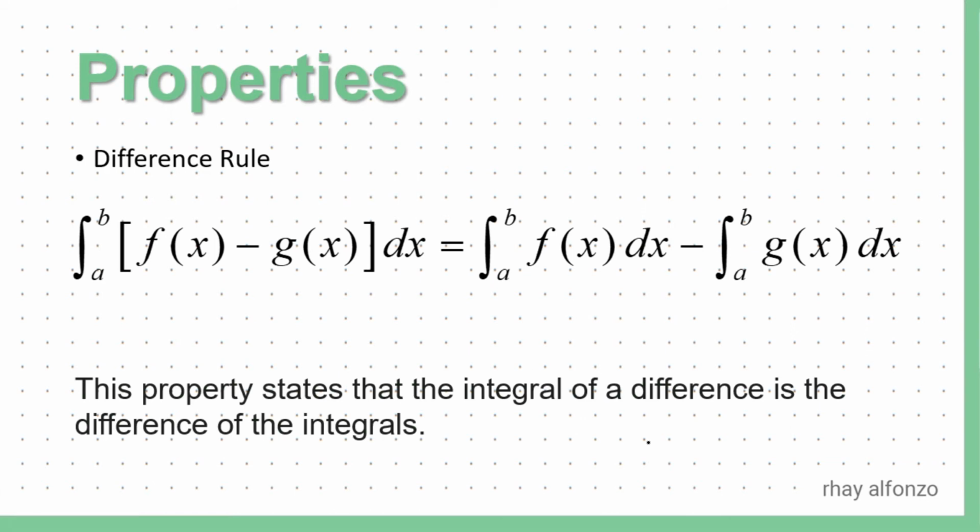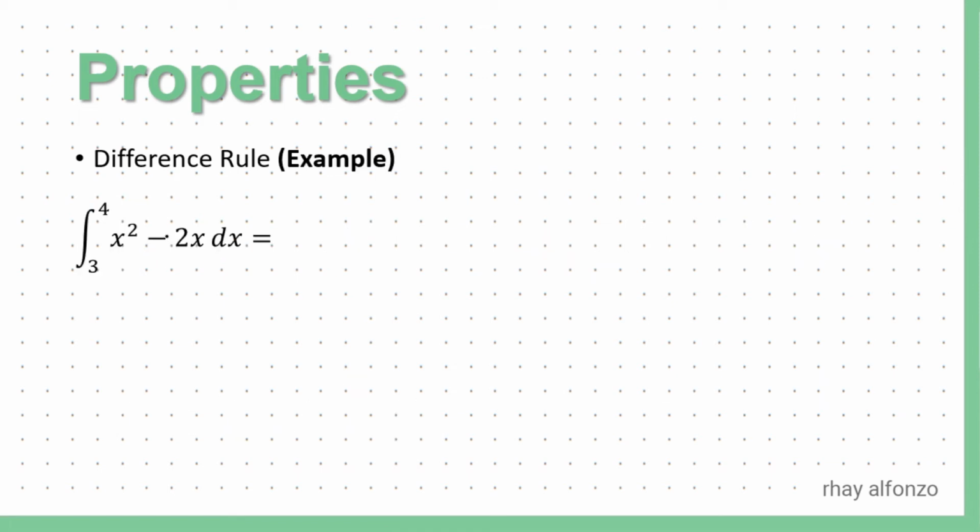Next, we have the difference rule, which is just the same with the sum rule. We just invert the operation from addition to subtraction, but they are essentially the same. So this property states that the integral of a difference is the difference of the integrals. Let's do the same example, but this time let's just use subtraction. So first we have x cubed over 3 minus x squared evaluated from 3 to 4.